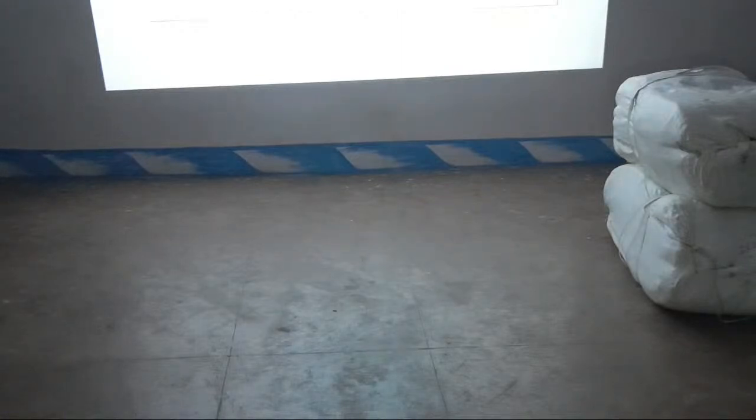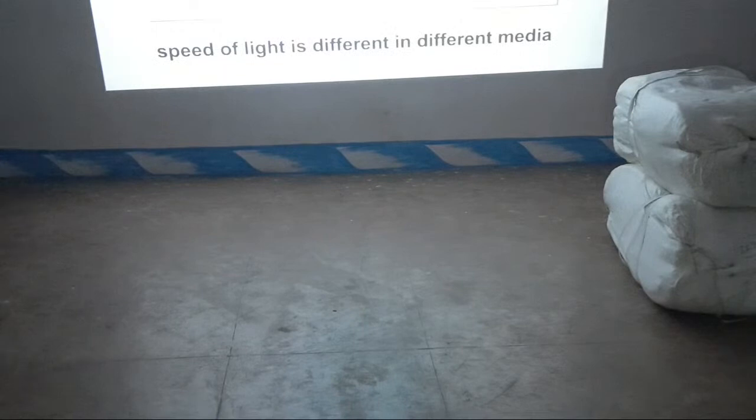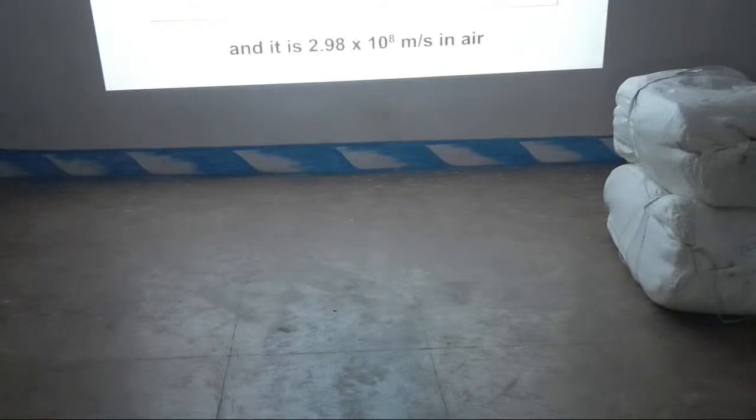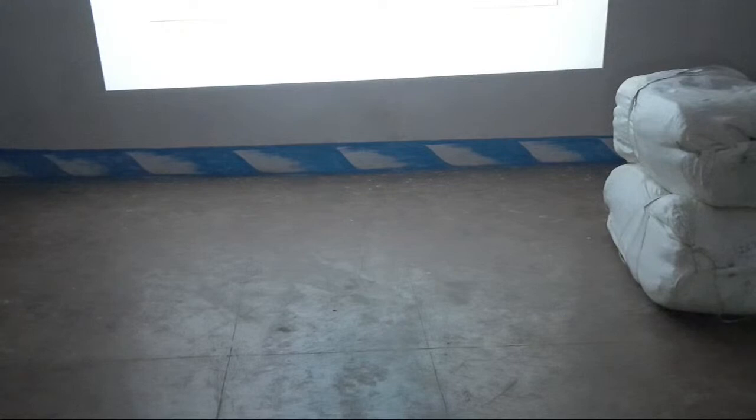Refractive index. A ray of light changes its direction when it enters from one medium to another medium. This happens because the speed of light is different in different media. For example, the speed of light is 3 into 10 raised to 8 meters per second (2.99 into 10 raised to 8 meters per second) in vacuum, and it is 2.98 into 10 raised to 8 meters per second in air. Refractive index is the extent of change of direction of light in a given pair of media.